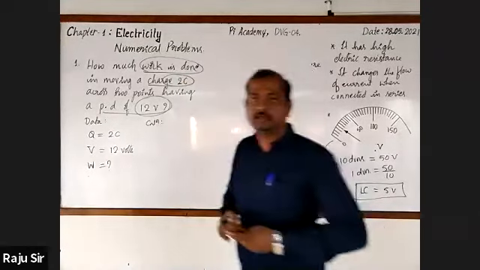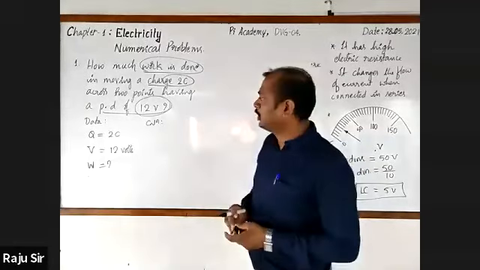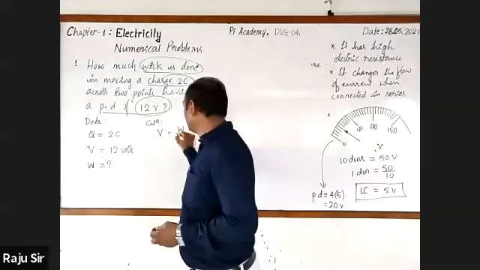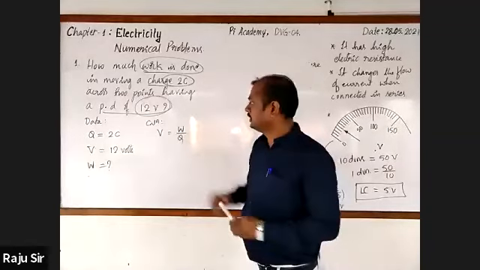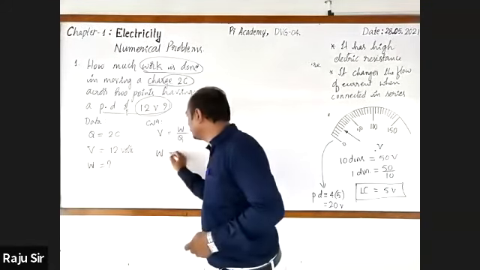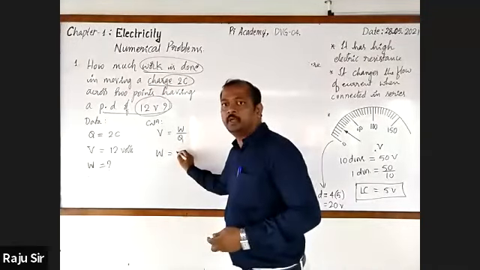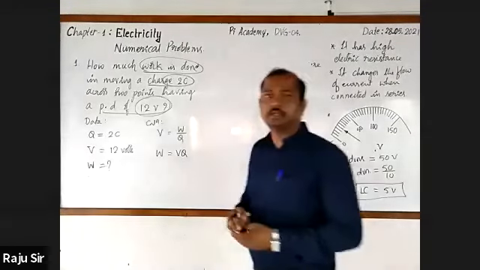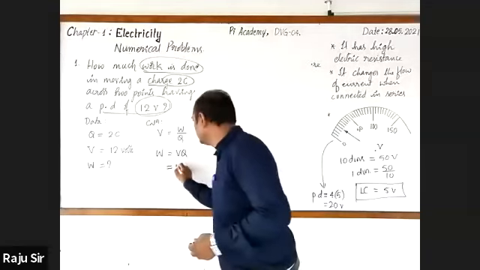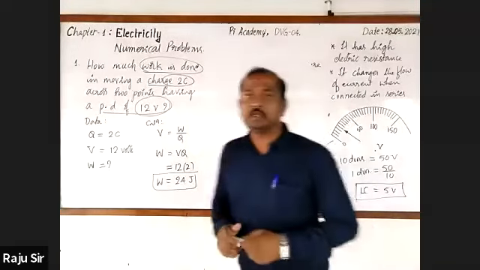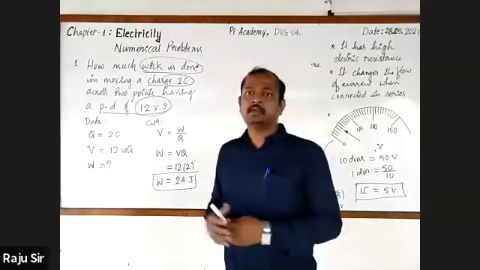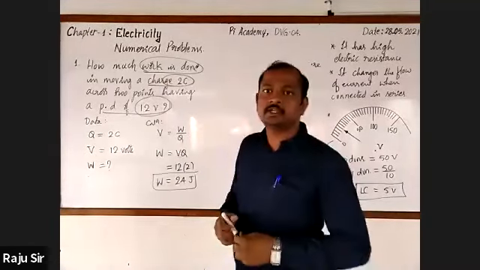Let's go for calculation. What is the formula used? V equal to W by Q. You also know that this formula includes all three terms, Q, V, and W. Let's go for finding W. W is equal to, by cross multiplication, V into Q. V is 12, so 12 into 2, which is 24. You must write the unit without being told: 24 joules. Yes, you may write PD in place of V, potential difference.